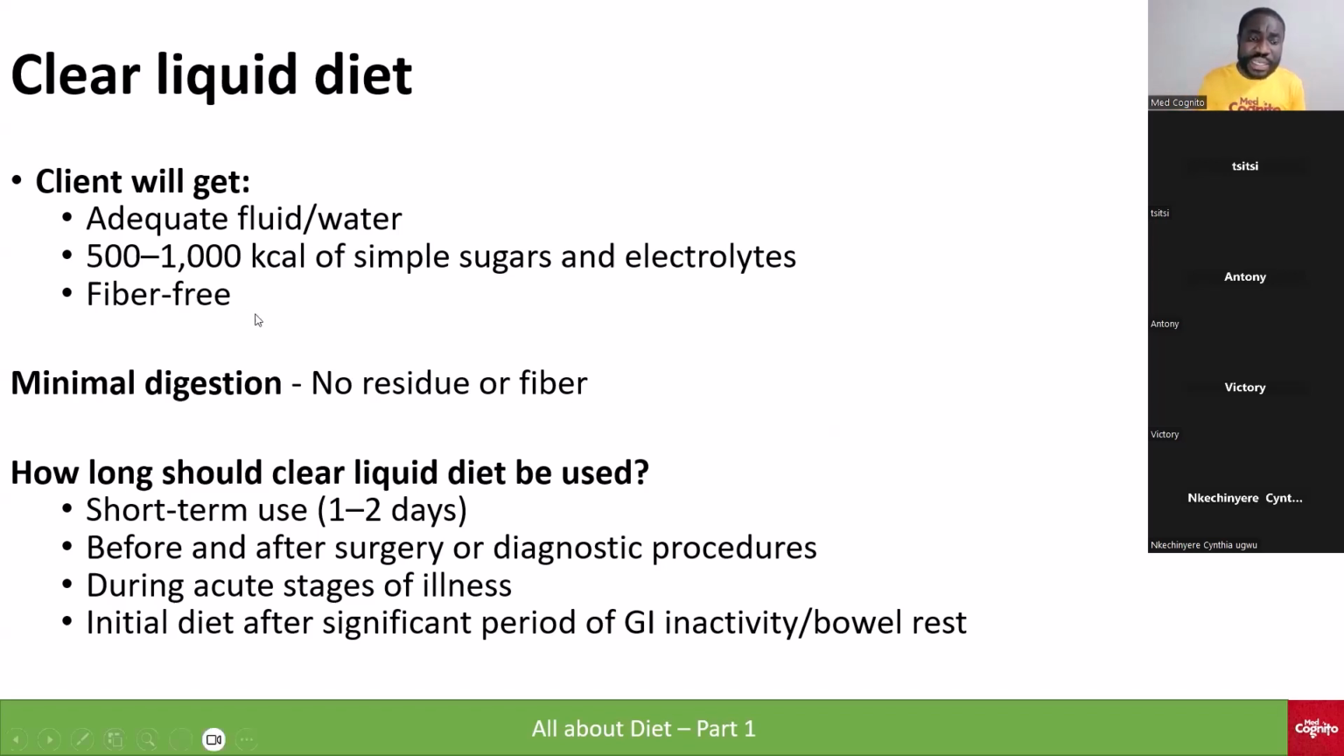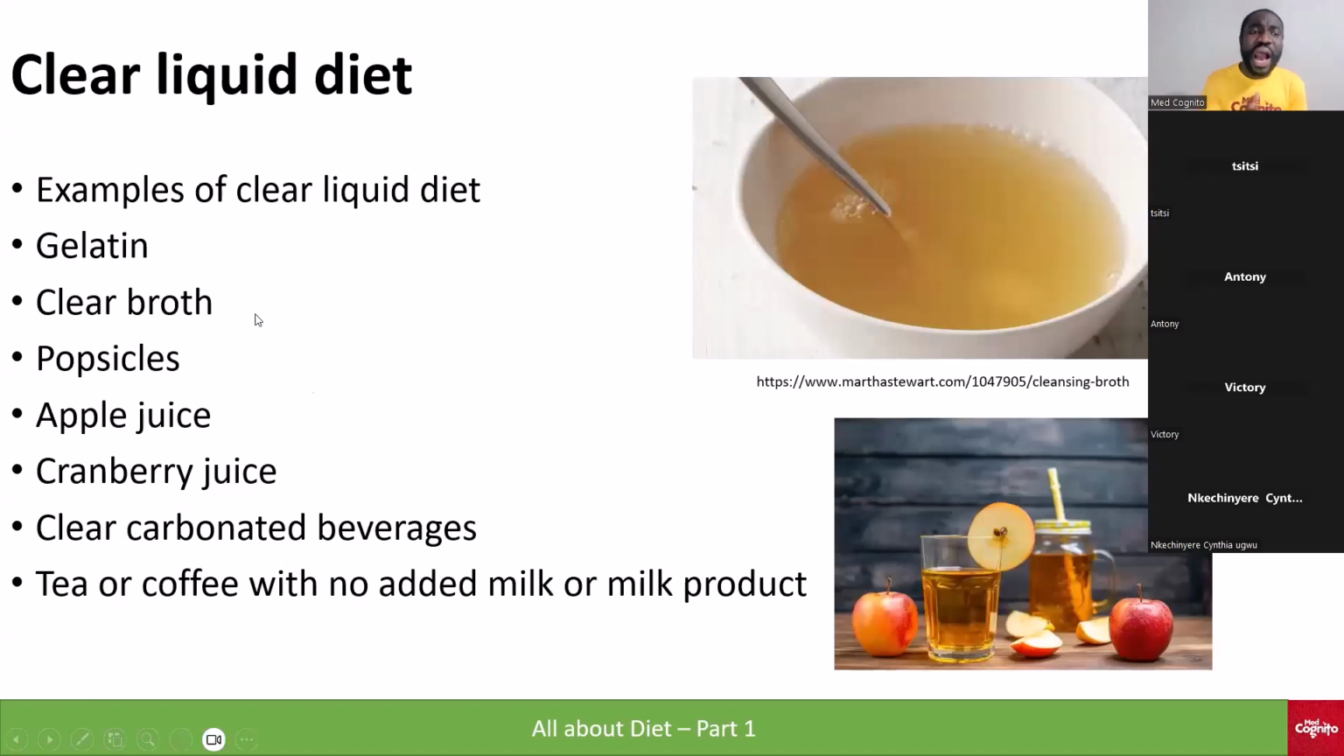Now, the question is, in your exam, how will you be able to identify examples of clear liquid diets? Examples of clear liquid diets can be gelatin, okay? It can be clear broth. So this is how a broth looks like, the clear broth. It can also be popsicles. So popsicles are those sweet, frozen, sugary stuff that people take, especially after they've had tonsillectomies and the rest. Okay, popsicles. It can also be apple juice.